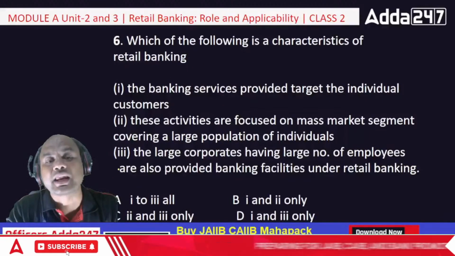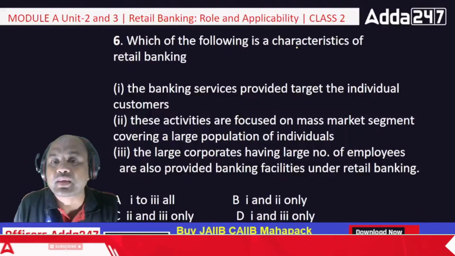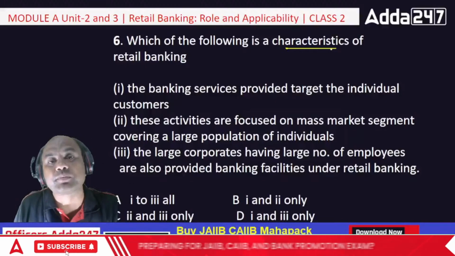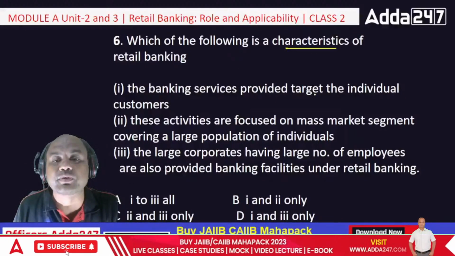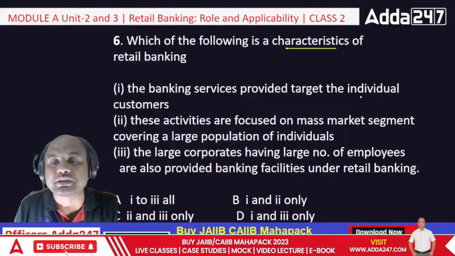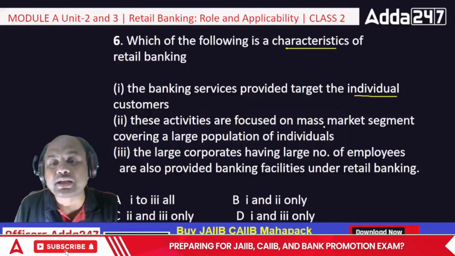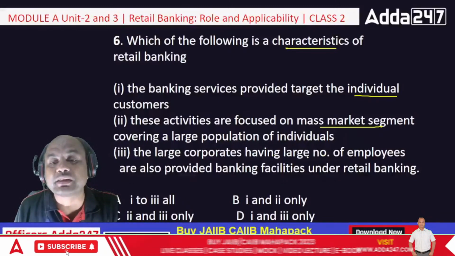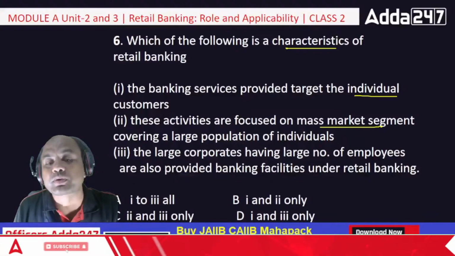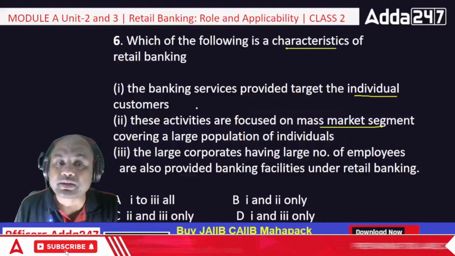Which of the following is a characteristic of retail banking? Now, characteristic of retail banking, which separates it from corporate banking. The banking services provided target the individual consumers or customers. These activities are focused on the mass market segment, covering a large population of individuals. The large corporates having a large number of employees are also provided banking facilities under retail banking. So what is the answer?